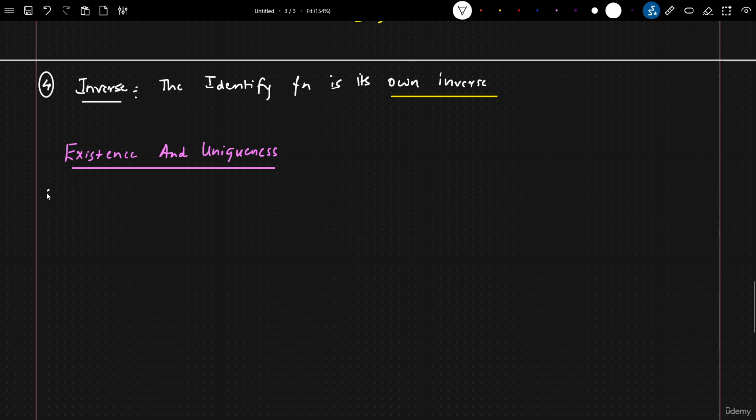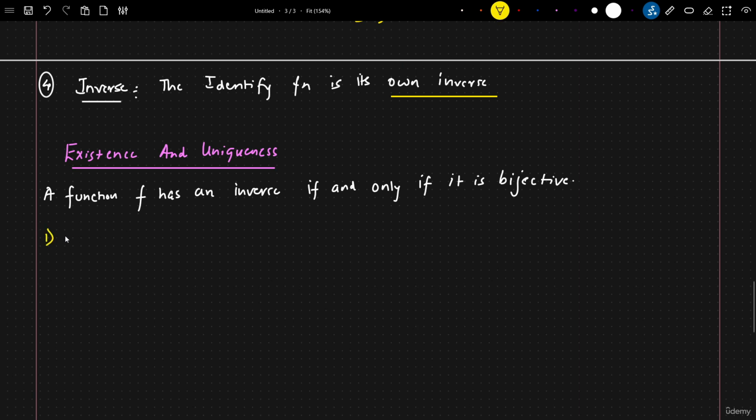So here, I can go ahead and write: a function f has an inverse if and only if it is bijective. So a function has an inverse if and only if it is bijective. What does bijective basically mean? Bijective satisfies two important properties. One is something called injective. When I say injective, I can basically say it as 1 to 1.